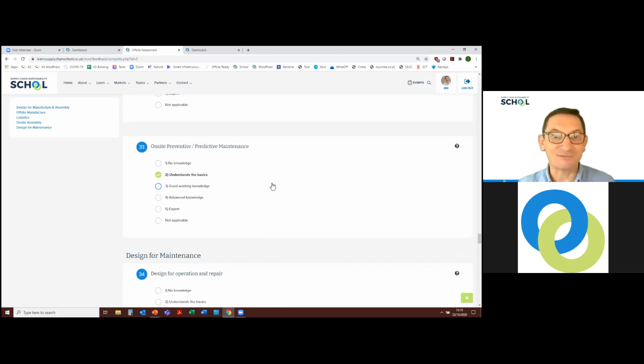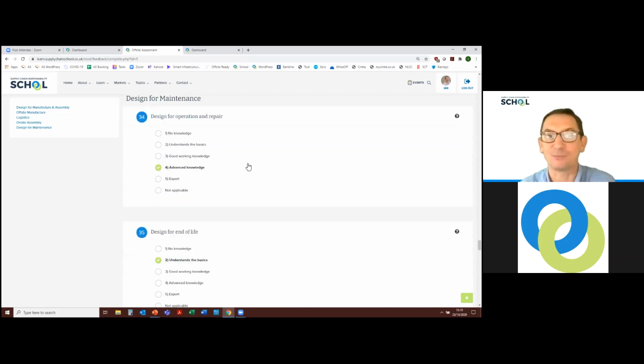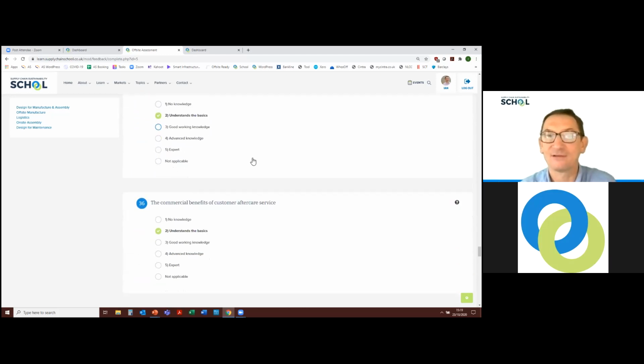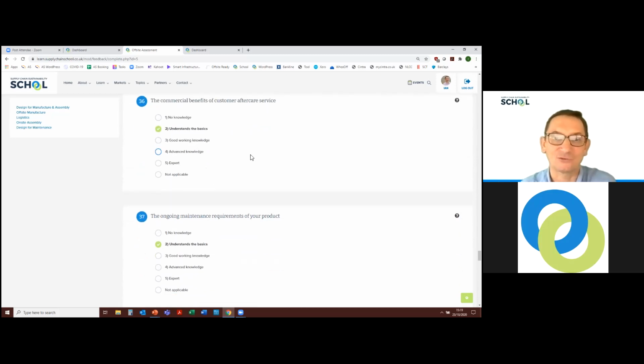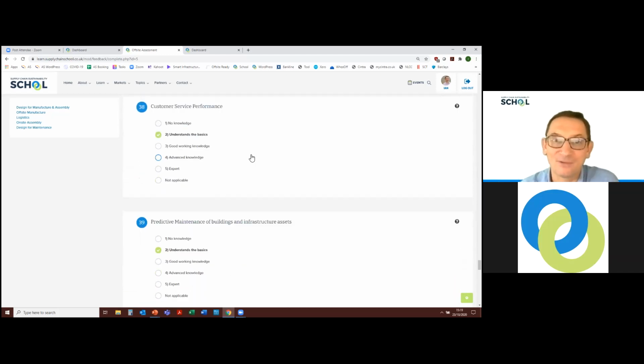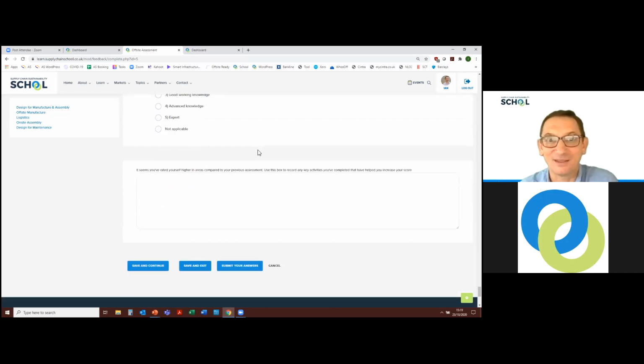All of that brings us to the final bit of our assessment, which is design for maintenance, where we're talking about how do we design for operation and repair, how do we design for end of life, how do we sell that to the end user as well, the commercial benefits of having good customer care, making sure there isn't snagging, etc. So when we've completed our assessment, we very quickly go down to the bottom of our assessment here, and we press save and continue.